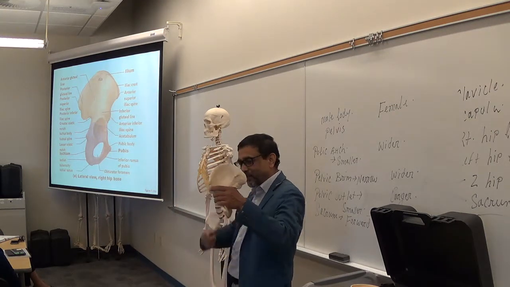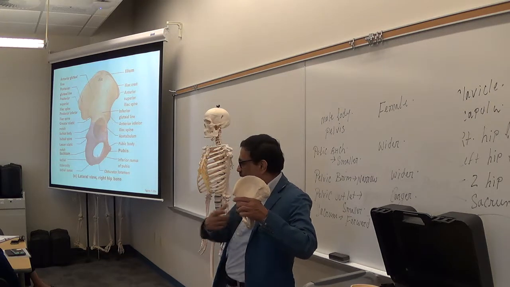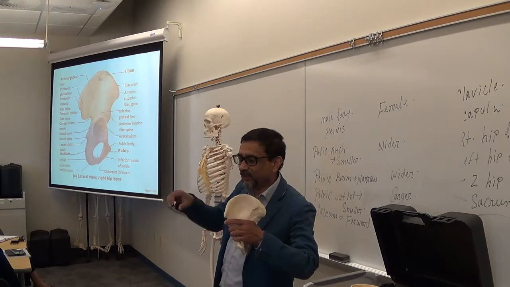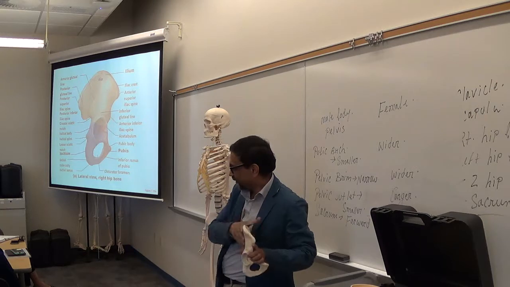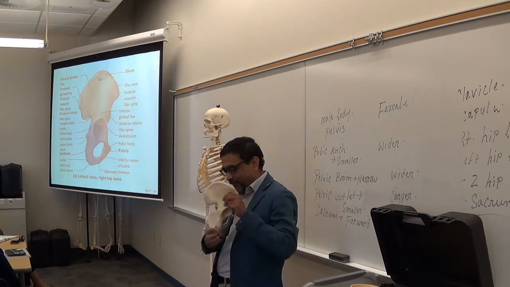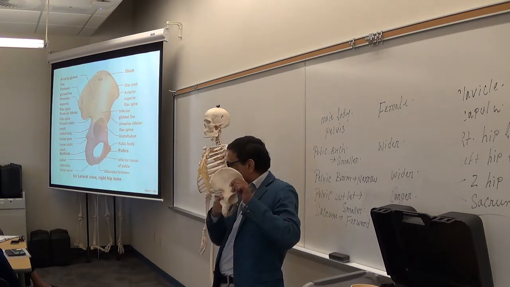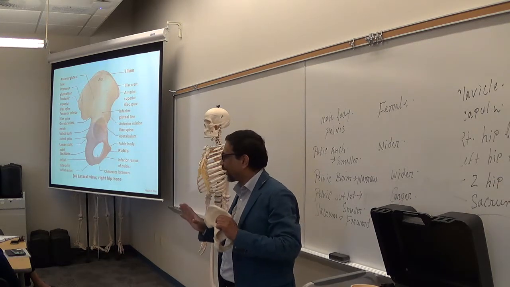What is the difference? Because the acetabulum is for the head of the femur, right? So the head of the femur comes from the side. So now if I hold like this to fit that, this is not working, right? So both should work, right?